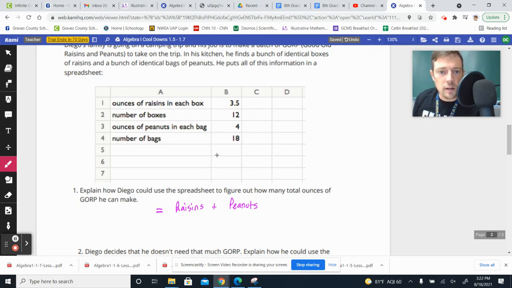So for the raisins, to find out how much we have total, we've got 12 boxes of 3.5 apiece. So we would do B1, and this would tell us how many raisins we have. B1 multiplied by how many are in B2. And that would tell us how many raisins we have. And then for peanuts, we do the same thing, but with the numbers for the peanuts, which are in B3 and B4. 4 times 18. So B3 times B4. And if they're in their own parentheses, it's going to find out how many is each and then add all that stuff together. So this would be a formula that you could write. There are others that would work. This is just one that came to my mind.